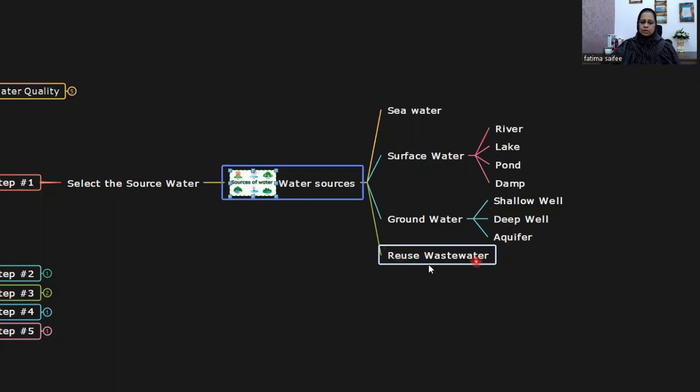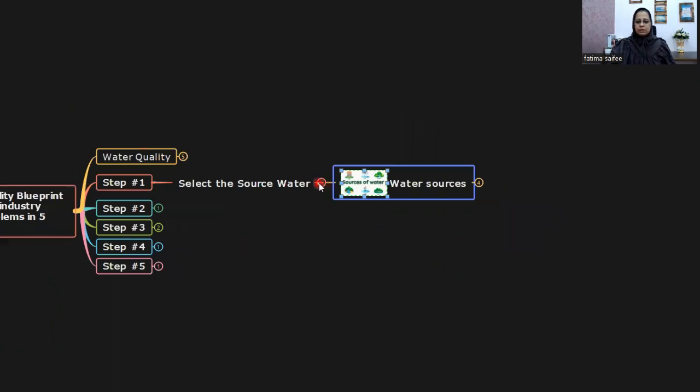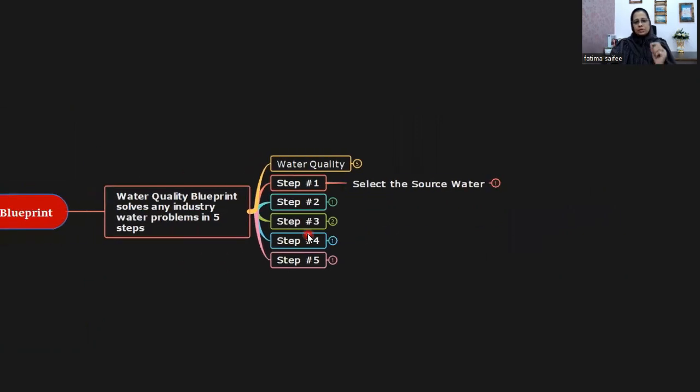Reuse wastewater: sometimes for the source water, we are also using reuse wastewater, because source water depends on what purpose you are actually using it for. So this is our very simple and easy step. You have to select and write it in the notebook, because now you are going to solve a particular problem. That's the reason you have selected the source water. And write all the important parameters which you can assume in the source water that may be impurities.